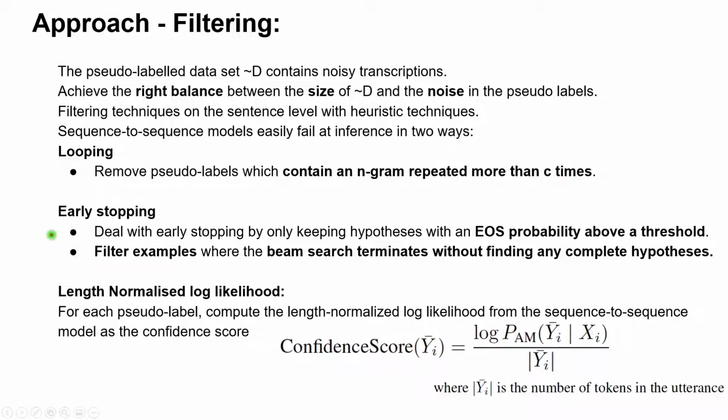In the case of early stopping, we want to find out where the system should actually stop. We will figure out the end of the speech only when we are a little bit confident, or it crosses a certain threshold boundary. For that purpose, the confidence score is calculated, and that is the length-normalized log likelihood.